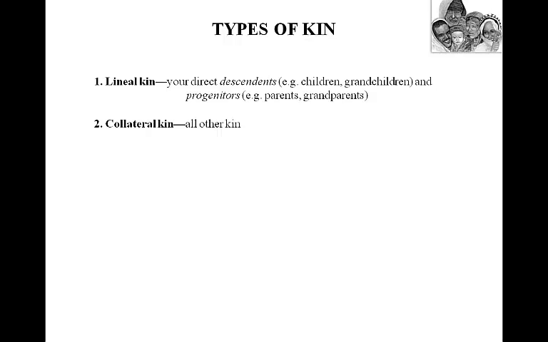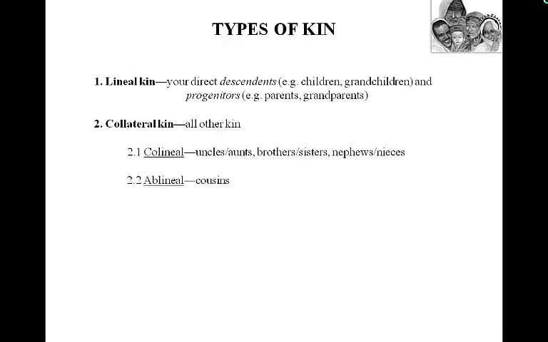Now, collateral kin can be divided into two different types. One, colineal. These are your uncles, aunts, brothers, sisters, nephews, nieces. And abilineal, which are all your cousins. Now, cousins in turn can be cross-classified first by degree. For example, first cousin, second cousin, third cousin. These are all the same generation.